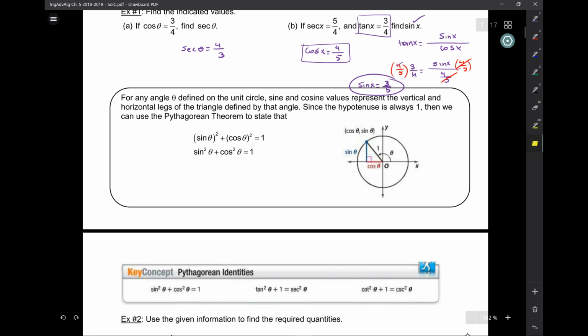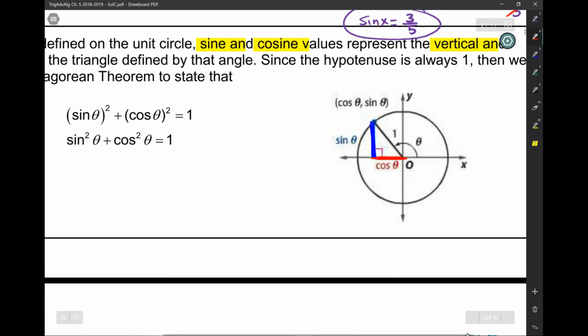Sine and cosine, if you remember on the unit circle, represent the vertical and horizontal legs, right? So if I've got a triangle here, the vertical is always sine of theta. The horizontal is always cosine of theta, right? And so this is also a right triangle. So suppose, for old time's sake, I didn't call that a cosine. I called it x. And I called this one y.